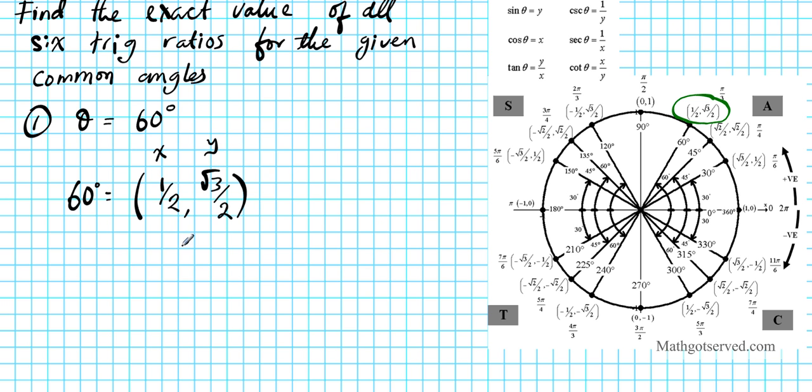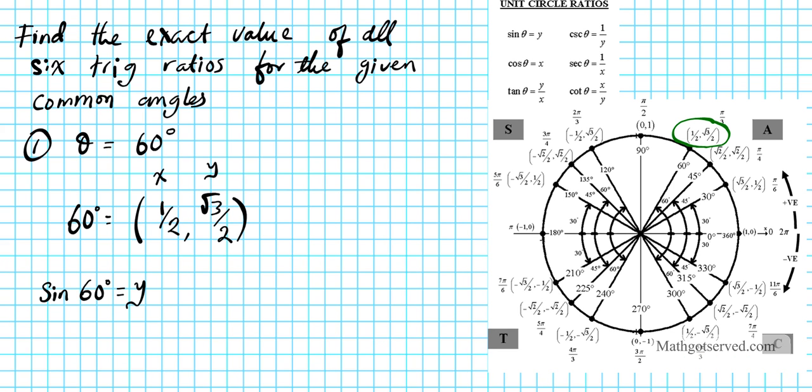Now we're going to start looking for our trig ratios. Let's start with sine. Sine of 60 degrees is the y coordinate. How do I know? If you look at your unit circle ratio, sine theta is the y coordinate of any point on the unit circle. So in this case, y is sine, and sine 60 degrees is simply root 3 over 2.